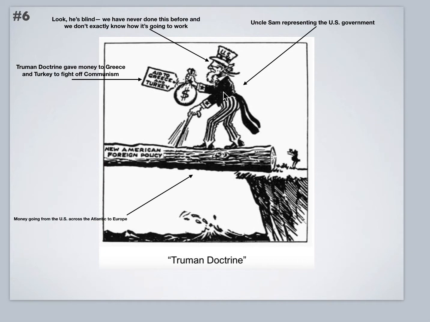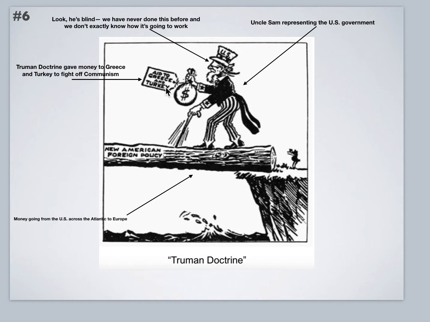So that's kind of the basis of the image we have here, is that the United States, represented by Uncle Sam, is traveling across the Atlantic. So you can kind of see we're going across the Atlantic over to Europe to give money to Greece and Turkey to help them fight communism. And the idea is the more money they have, will help stabilize their economy, stabilize their government. People will be happy, and the happier they are, the less likely they'll want a system of government like communism.